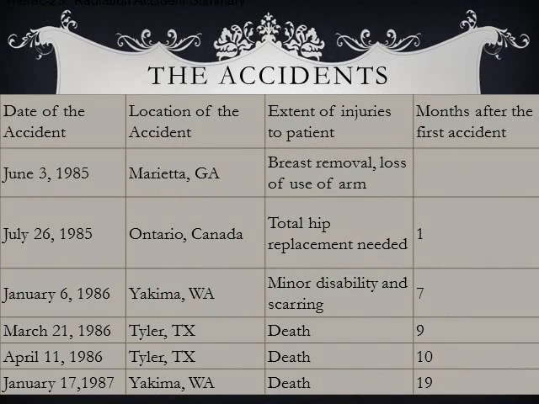These are the actual statistics of the different accidents from June 1985 to January 1987, and the months after each accident. The locations of the accidents were pretty widespread, and the extent of the injuries to the patients ranged from breast removal and loss of an arm to death.